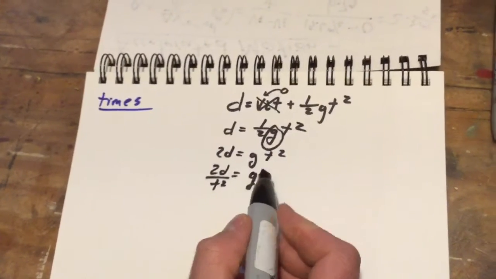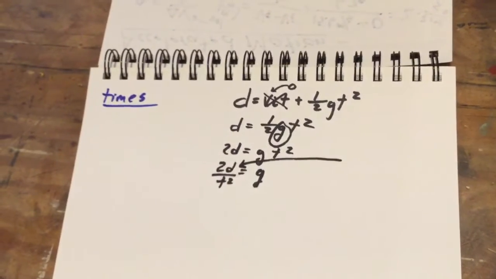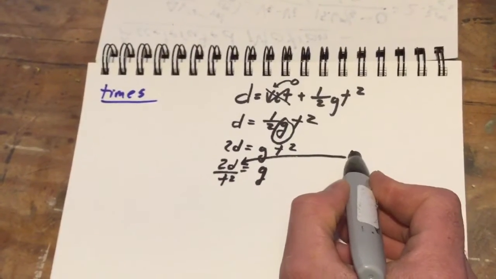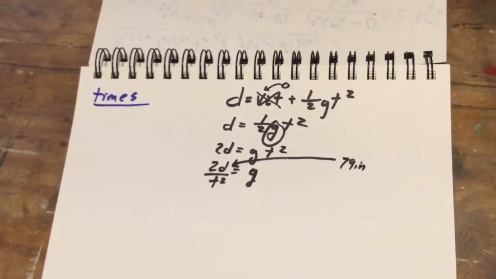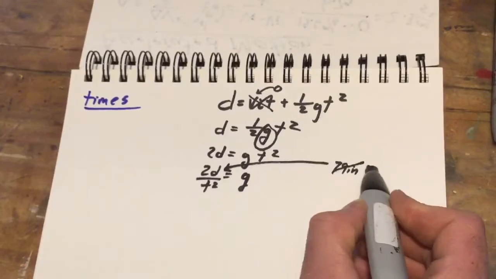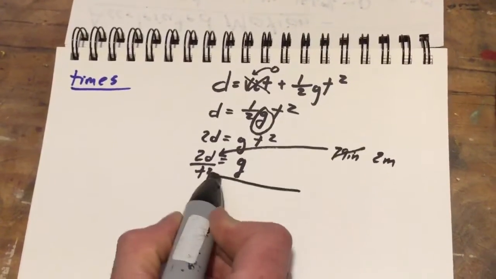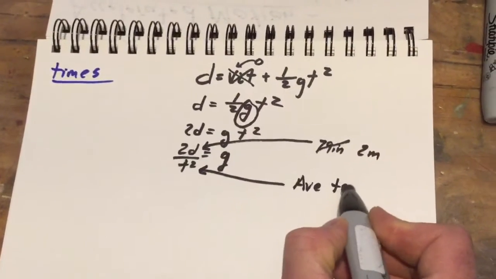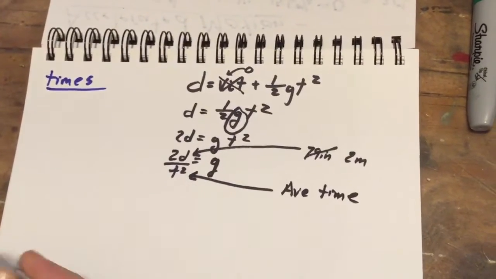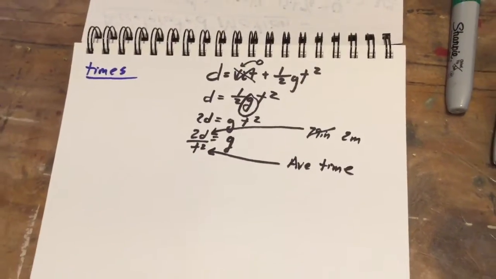In this case, the distance that I'm going to plug in there is the 79 inches. But you wouldn't want to put in inches in these equations because they are set up for metric. So I'm going to put it in as 2 meters. And the time is going to be the average time of a few of my trials. So let's collect some data and get some average times. Let's try it out.